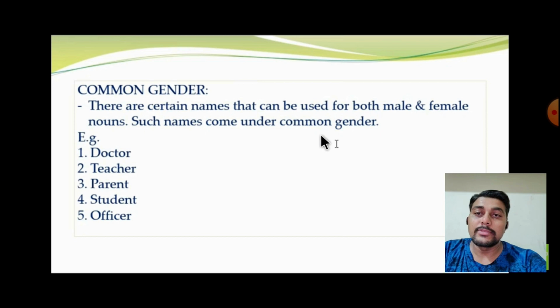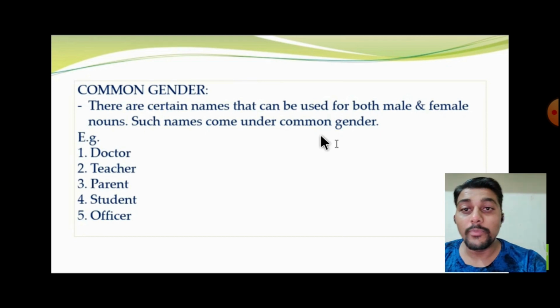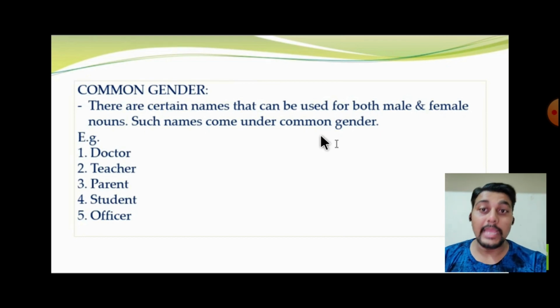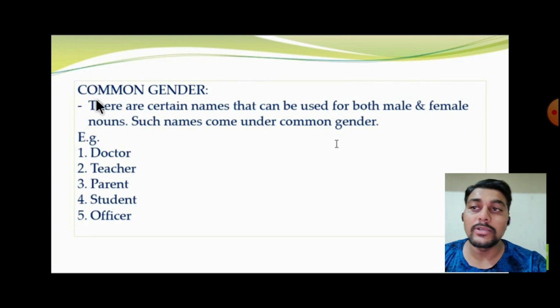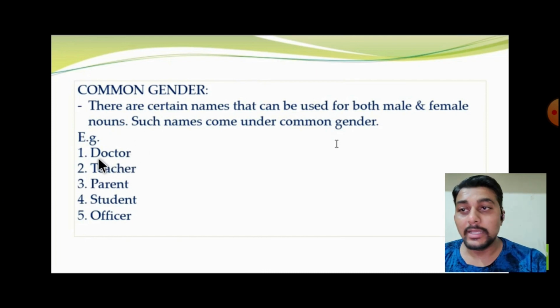So the names which are in common, we can use for both male and female persons, male or female nouns, or male or female animals. So all these nouns come under the common gender category. Examples are doctor, teacher, parent, student, and officer. All these are under the common gender noun.